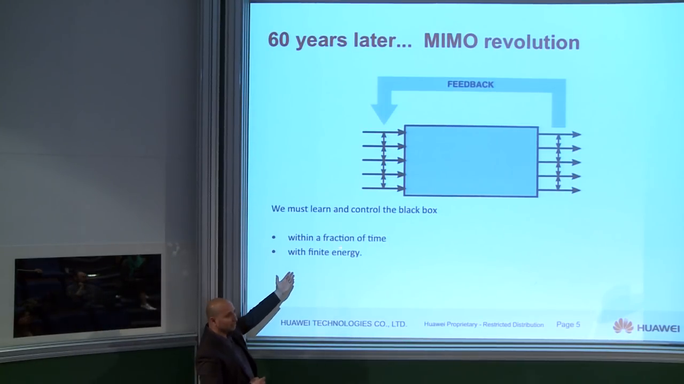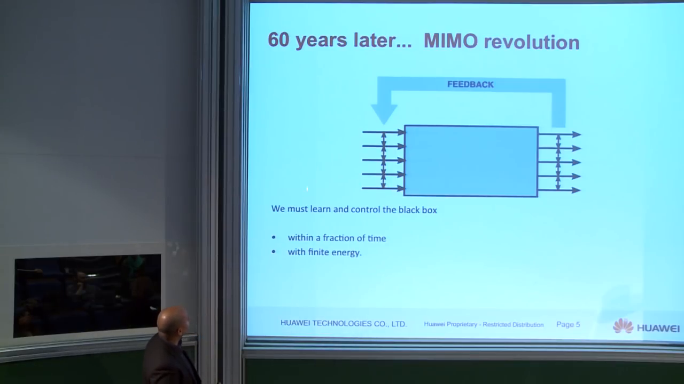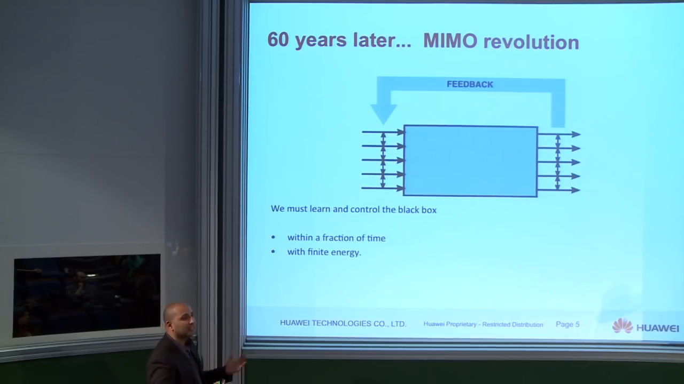It is that you have mobility. So basically, you need to transport a certain amount of information from here to here within a fraction of time. And that's basically because the box here moves across time. So for people who are familiar with that, this is a channel. And with finite energy. What does it mean, finite energy? It means the total energy you can use to transport this information from here to here is limited.